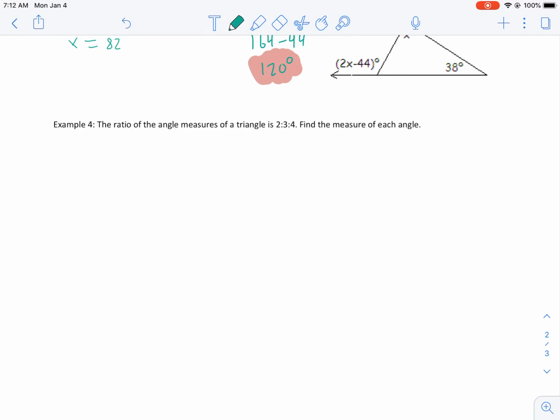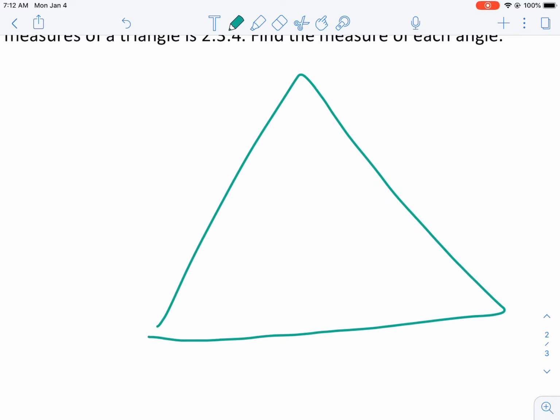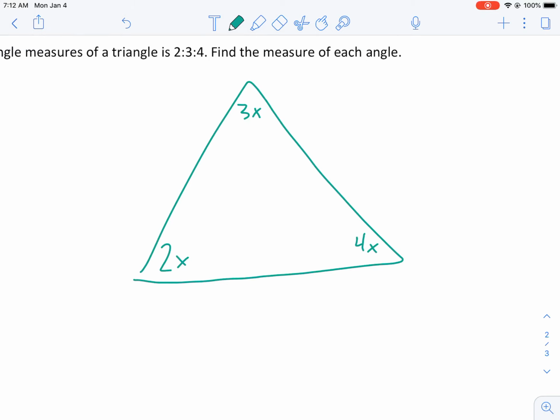The last one says the ratio of the angle measures of a triangle is 2 to 3 to 4. So we've talked about this before, right? But I put this in here just so I can kind of remind you, all right? Anytime they talk about the ratio of the angle measures, what that means is there's a common ratio between the angles, right? And so that ratio we call x. So anytime they talk about these ratios, that just means one angle's 2x, one angle's 3x, and one angle's 4x. And we get those from that little statement up here that they give us.